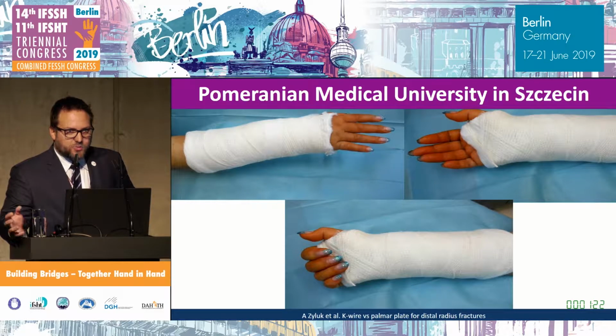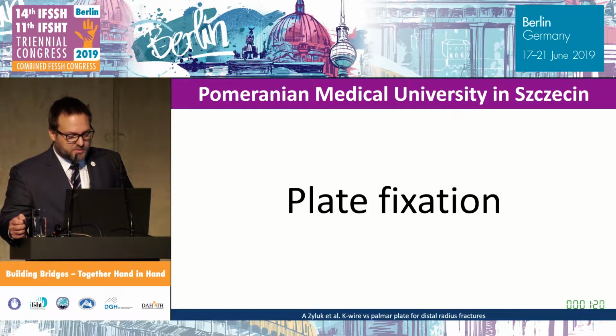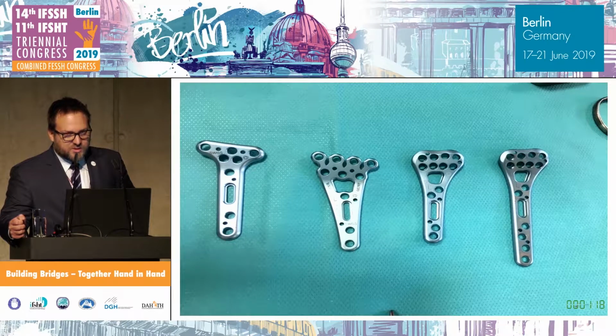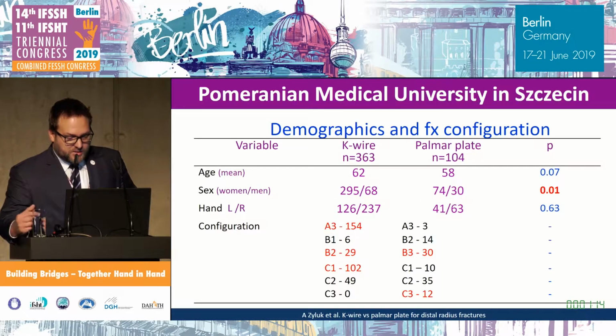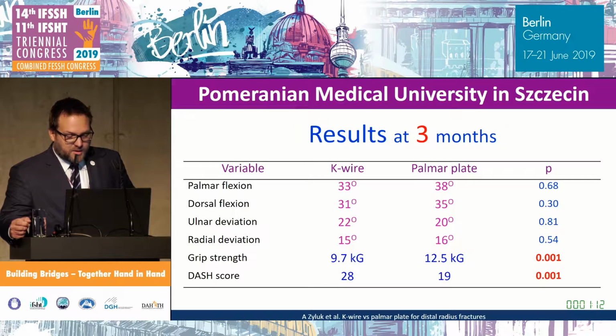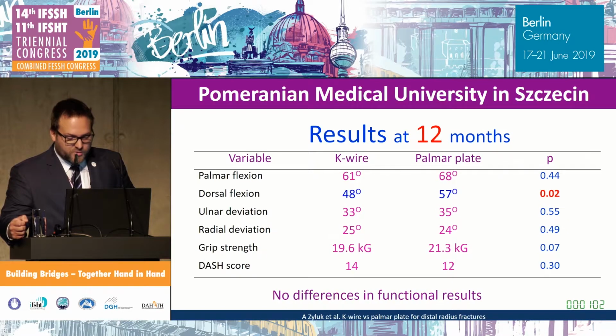We asked the patient to mobilize the fingers, elbows, and arms. Plate fixation was done with the standard AO technique with different brands of plates. As you can see, this is the demographics. At 3 months, we have better results with plates for strength, so early better strength, and better DASH score, but without really differences in range of motion.